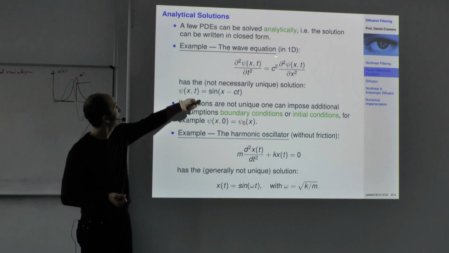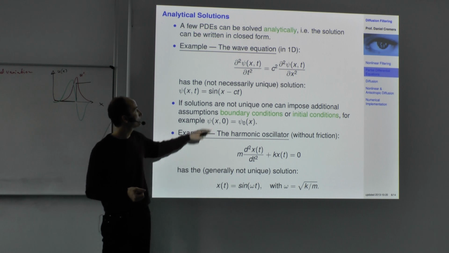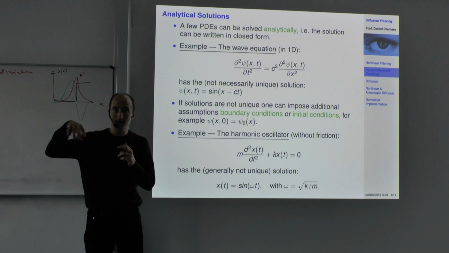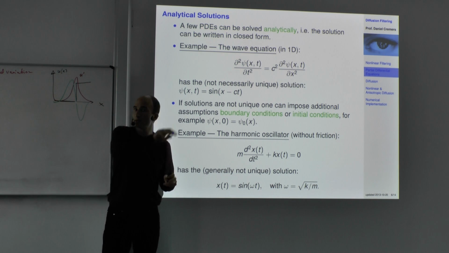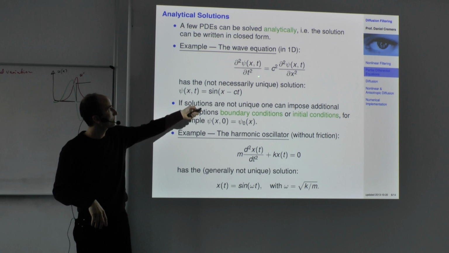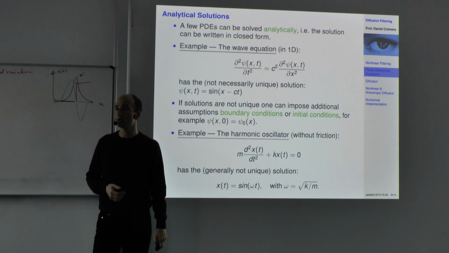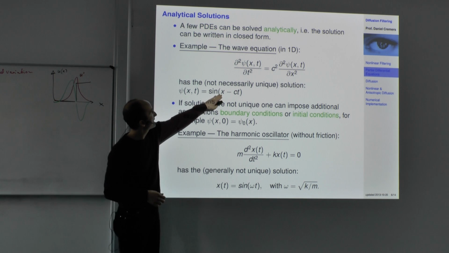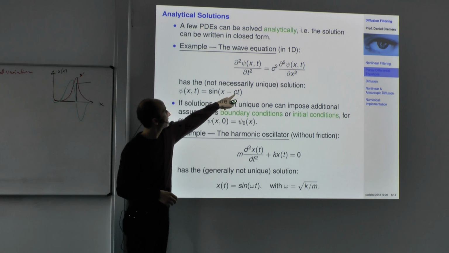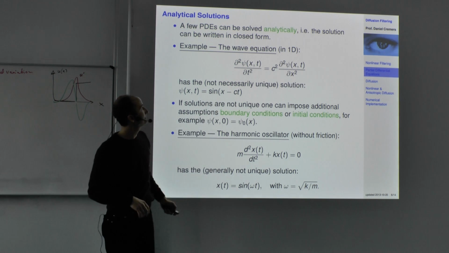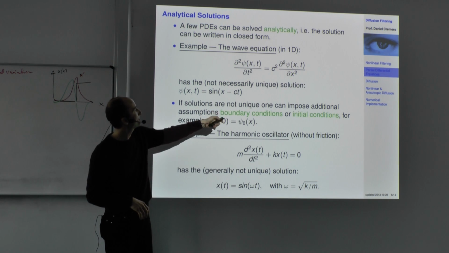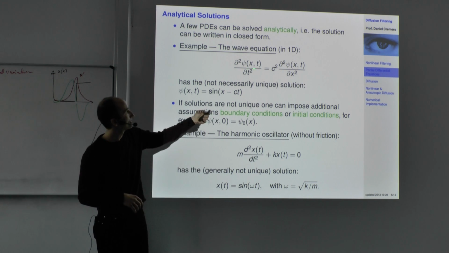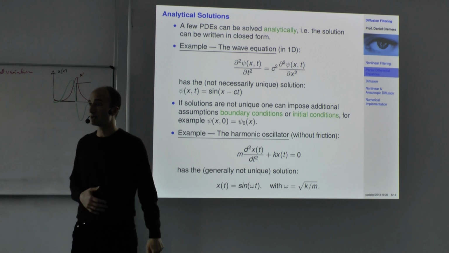For example, here's the wave equation, and you can try for yourself if you plug in sine of x minus ct. So that's a sinusoid that just moves with a constant velocity. If you plug that in this equation, you will find it fulfills the equation. It's not difficult to see. If you take the second derivative in time, you get c squared times the sine. If you take the second derivative in space, you get just the expression itself again. And so, in fact, this is a correct solution.